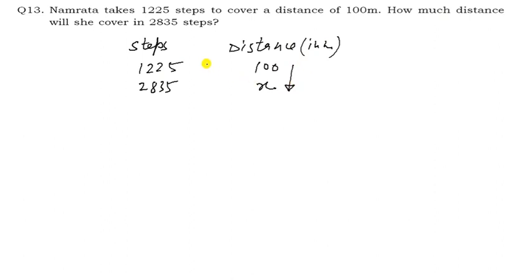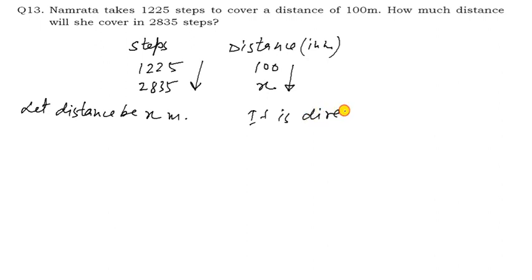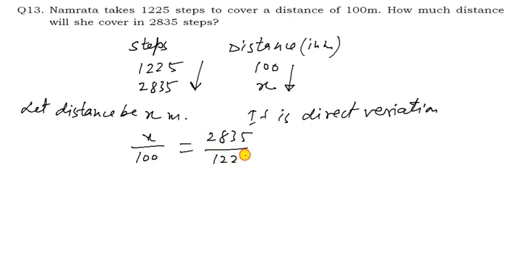So it is also direct variation, because if you take more steps, you can cover more distance. So let distance be x meter. So it is direct variation. So x upon 100 is equal to 2835 upon 1225. Now x is equal to 2835 upon 1225 into 100.